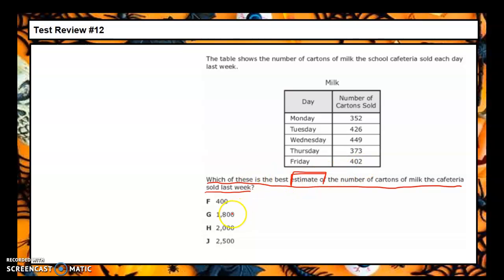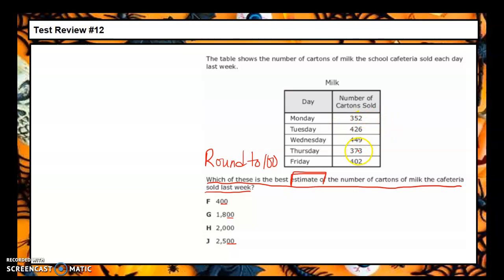And one thing I notice is that, do you see a lot of my answer choices, how they have 2 zeros on them? That indicates I'm rounding to the hundreds place because the number 100 has 2 zeros. So I'm going to round to the nearest 100.